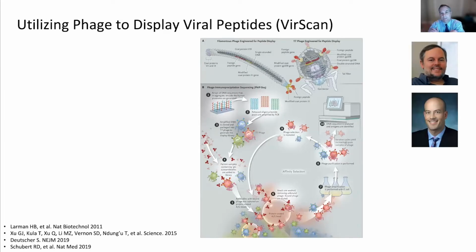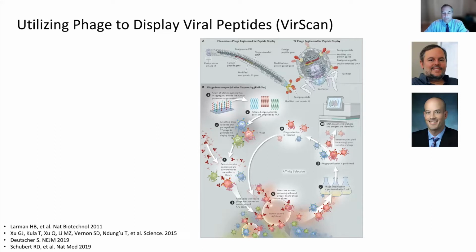And in addition to testing for specific viruses with specific antibody tests, there are new technologies to allow for more, again, hypothesis-free antibody testing for viruses in CSF and other bodily fluids. And this work was started largely by Steve Elledge's lab at Harvard and is being continued by Ben Larman, who worked with him on this at Johns Hopkins.